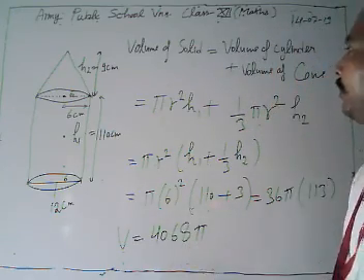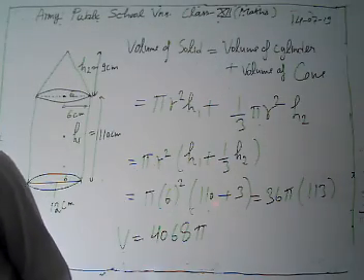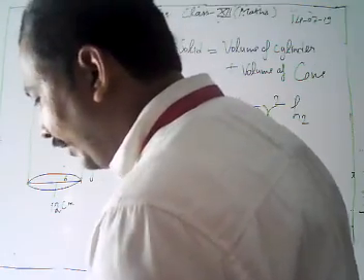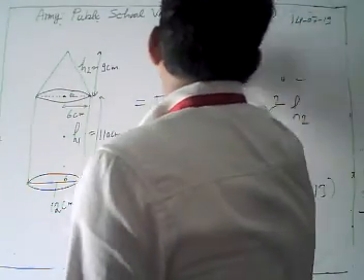We get the volume now, but here what we have to calculate is the mass of the solid. We have to calculate here the mass of the solid. Then what do we do? We get the volume.